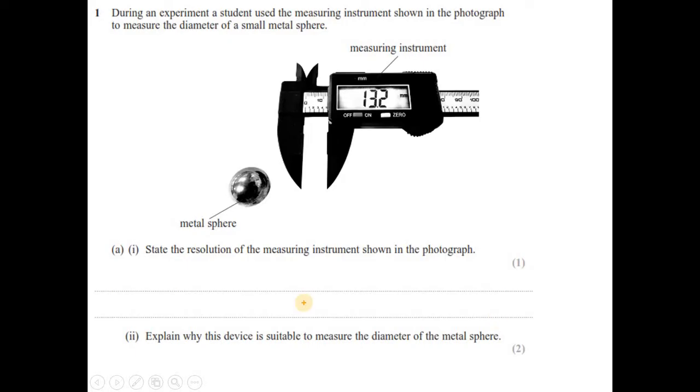During an experiment, a student used a measuring instrument shown in the photograph to measure the diameter of a small metal sphere. State the resolution of the measuring instrument shown in the photograph. In this instrument, you see we have a digital meter.